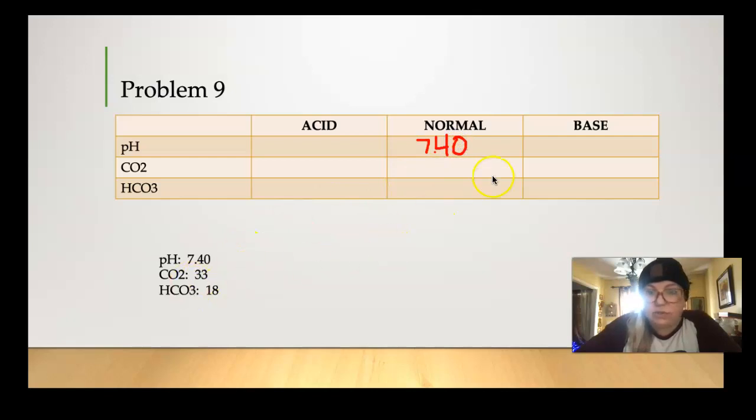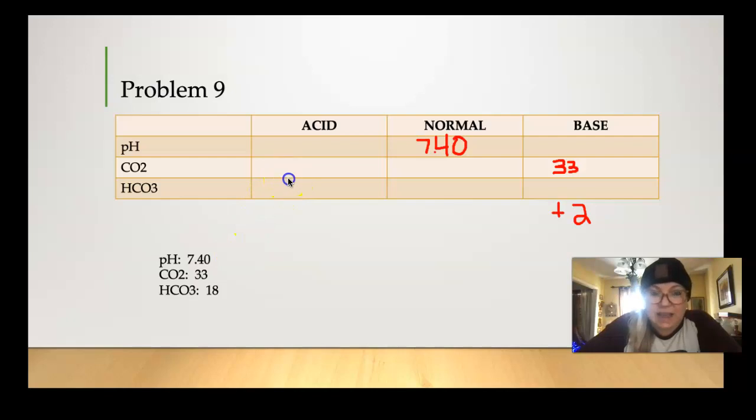Our CO2 is 33. That's on the base side. Remember, 45 to 35. So let's measure 33, 34, 35. We've got a deficit of 2. I'm just going to put 2 on here. We've got 2. And then on our bicarb, it's 18.